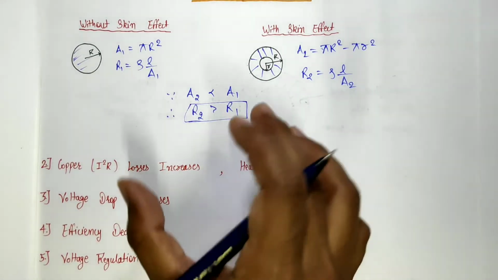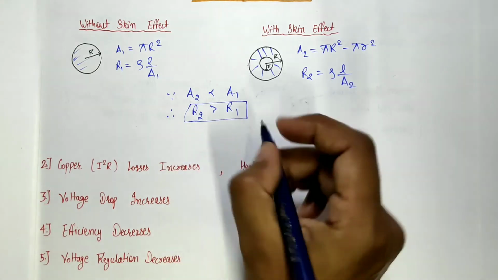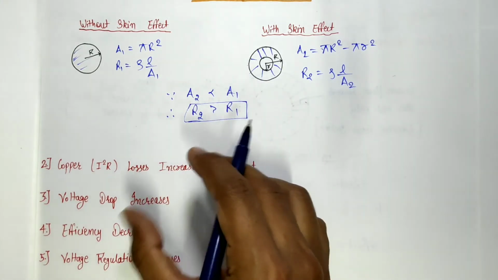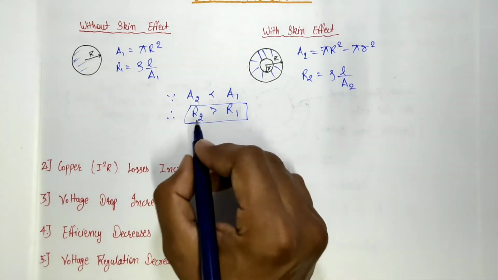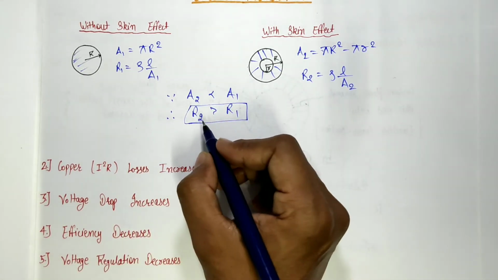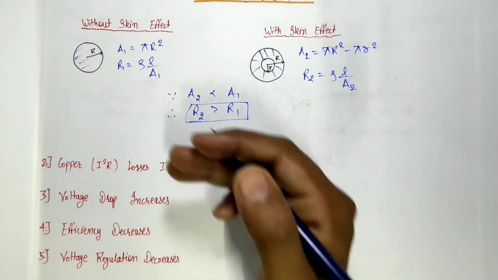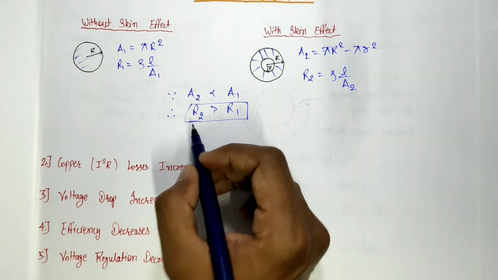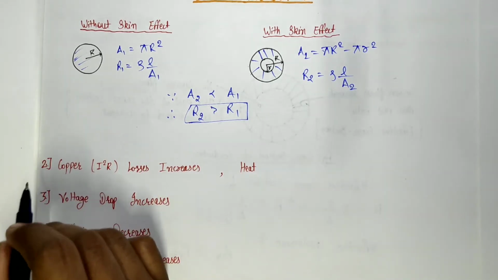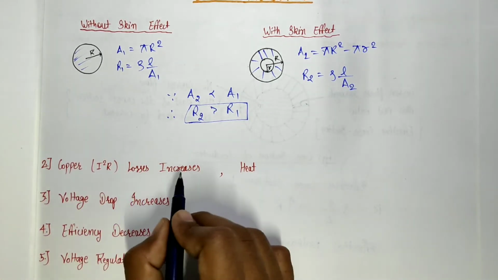So what we learned here is that because of the skin effect, the effective cross section area of the conductor reduces, therefore the effective resistance increases, and this increased effective resistance is the reason behind the occurrence of other disadvantages. So if the effective resistance increases, this gives us our second disadvantage, which is that copper loss also increases.